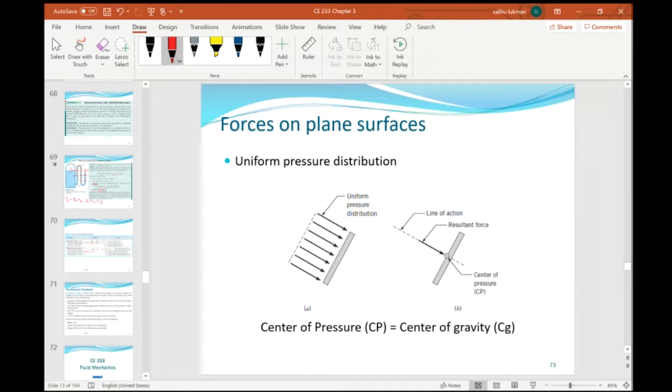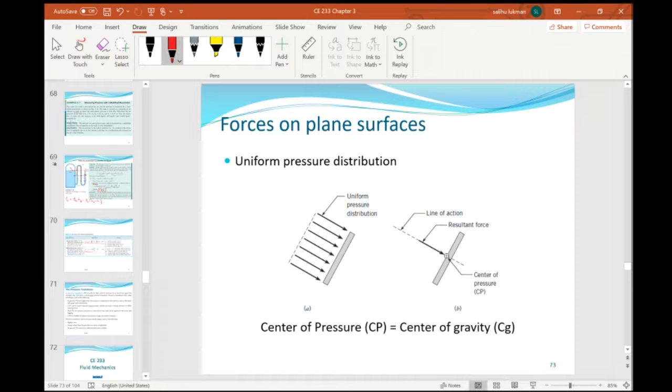As far as pressure measurement is concerned, we considered the Bourdon gauge, as well as the manometer, barometer, and the piezometer. We looked at all these and some of the simple examples where they can be applied.